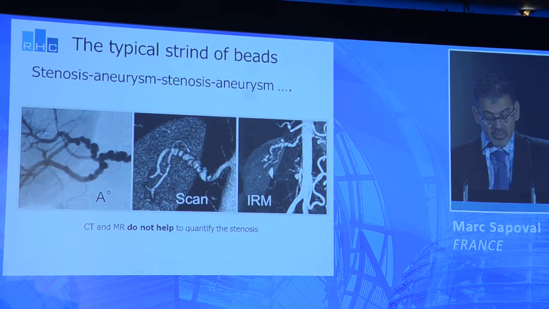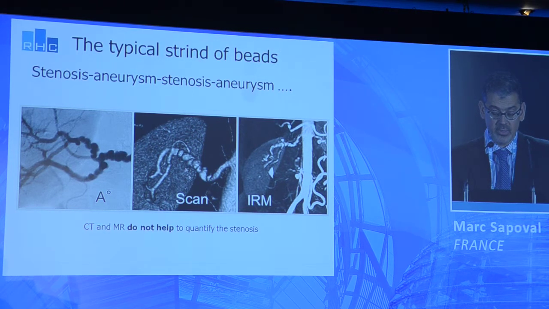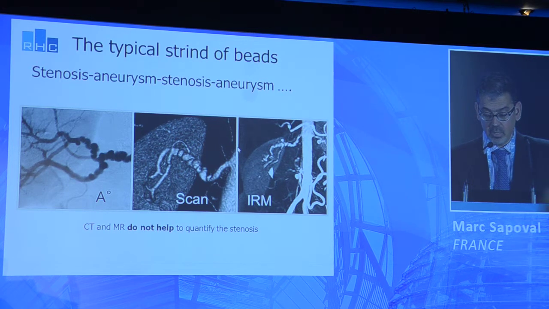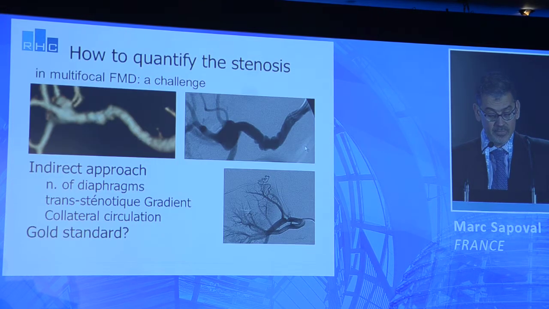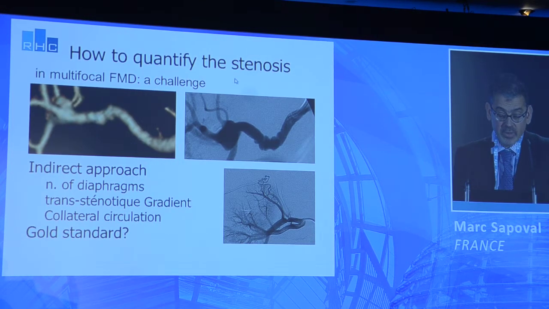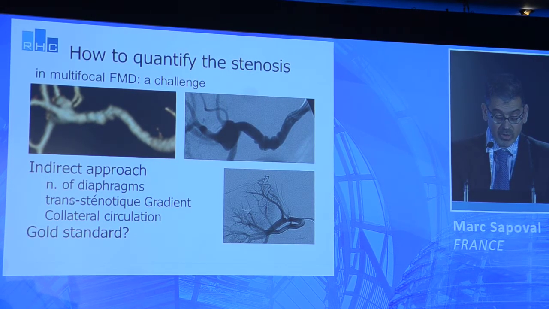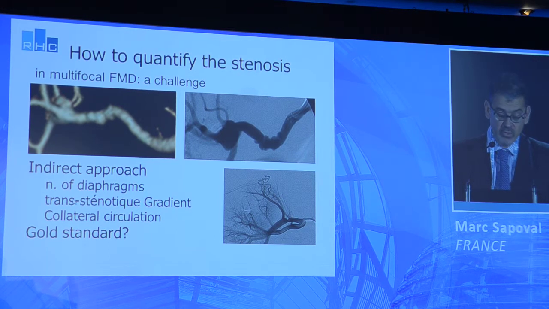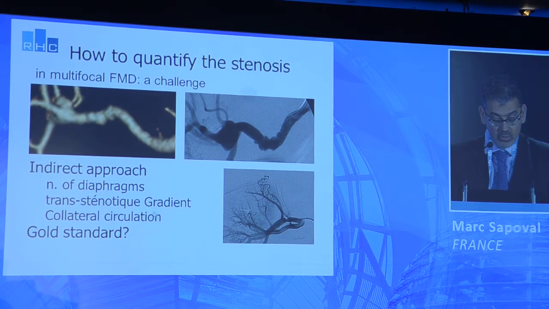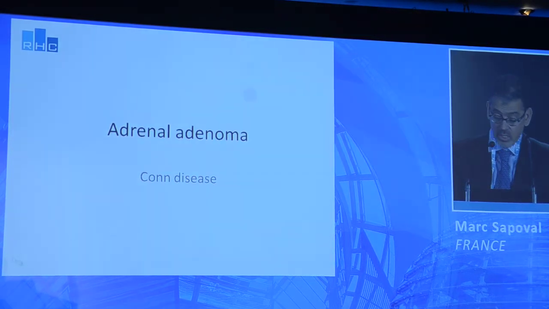So CT and MR does not help you really to quantify the stenosis, and this is a volume rendering technique using CT, and this is an MR imaging of the same patient. So how do we quantify the stenosis? There's an indirect approach. We calculate the number of diaphragms. We try in some cases to take transstenotic gradient during the angio, look at collateral circulation, but there is really no gold standard here. It's not very easy to understand.